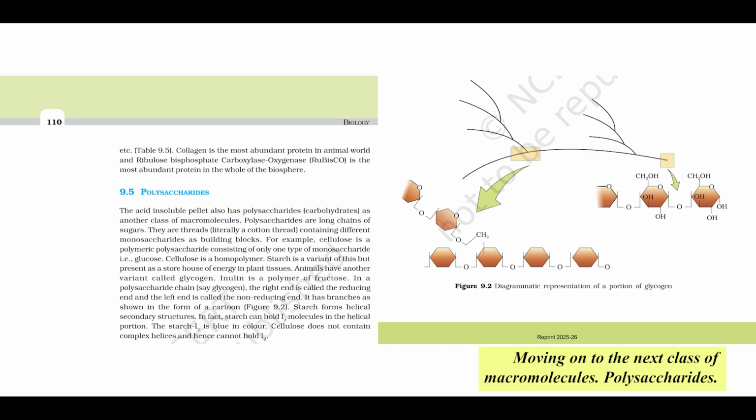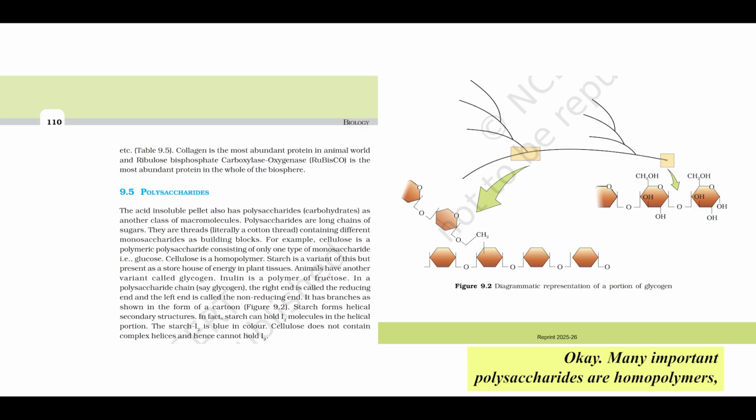Okay, moving on to the next class of macromolecules. Polysaccharides. These are essentially long chains of sugars, so they belong to the broader category of carbohydrates. They are also found in that acid-insoluble pellet. Think of them literally like a cotton thread, but instead of cotton fibers, it's built from monosaccharide, simple sugar, building blocks linked together. Long chains of sugars. Okay.